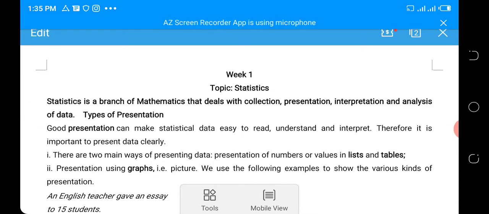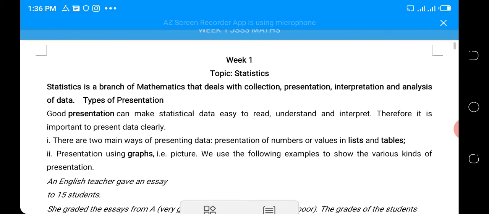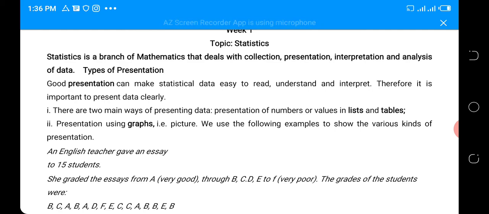What is statistics? Statistics is a branch of mathematics that deals with collection, presentation, interpretation, and analysis of data. Types of presentation. Good presentation can make statistical data easy to read, understand, and interpret. Therefore, it is important to present data clearly.